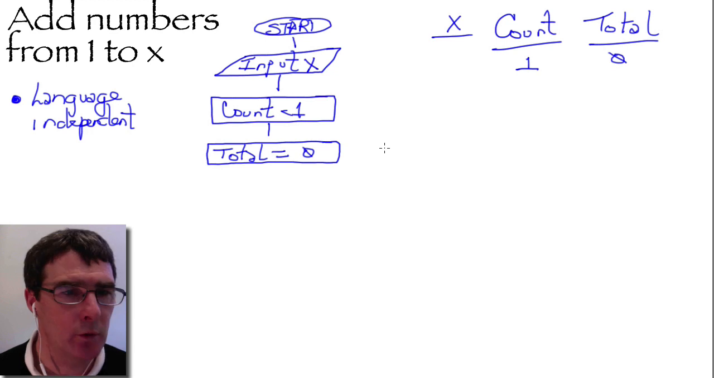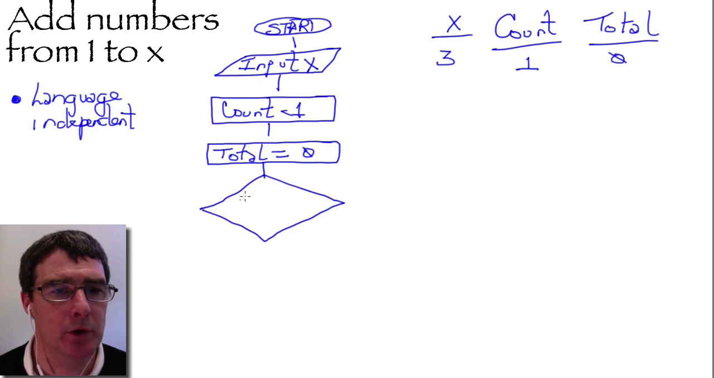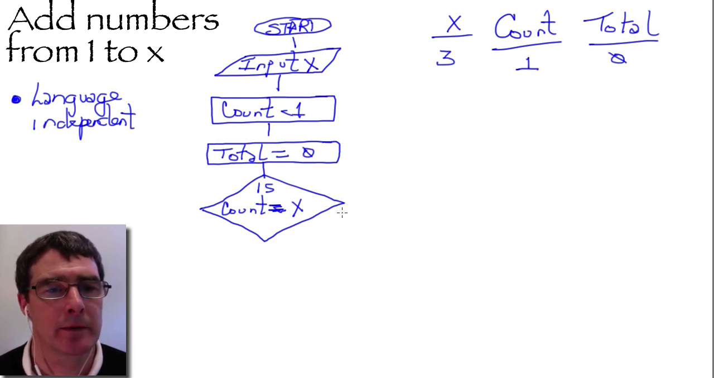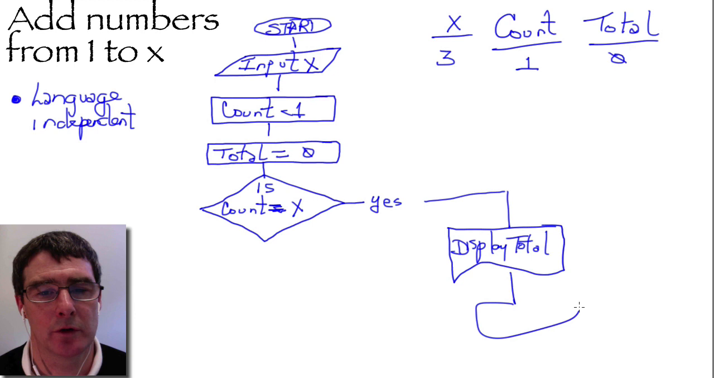Now, at some time when we end it, we have to look at count and x, because we input x. So we're going to do an example, and let's suppose we're going to input a value of x is 3. So at some time, we've got to say, okay, find out when do I end my program. So we're going to need to say, is count equal to x? Because count was our number that was going from 1 to whatever x was. And if it is, then what we want to do is, okay, we're all done. So we can display our total. And then we would just end our program.